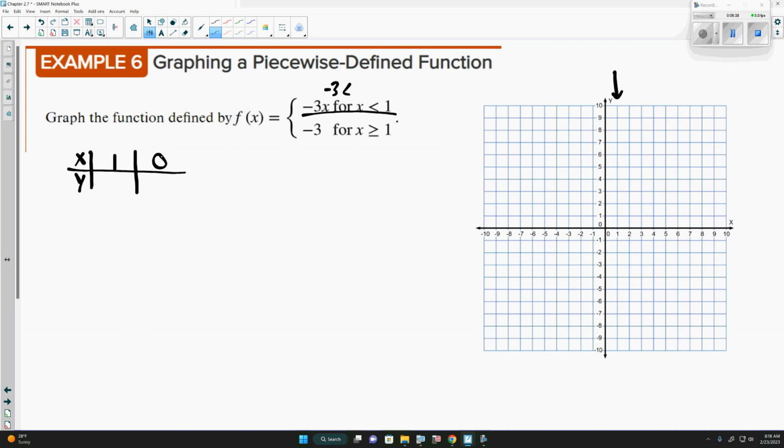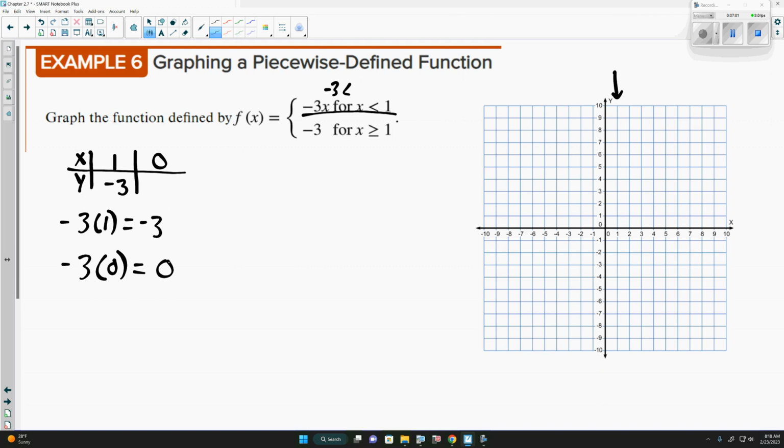And now we just need to plug them in. So we can say negative 3 times 1 is negative 3. We can do negative 3 times 0 is, surprisingly enough, just 0. Questions on how we found these 2 points?